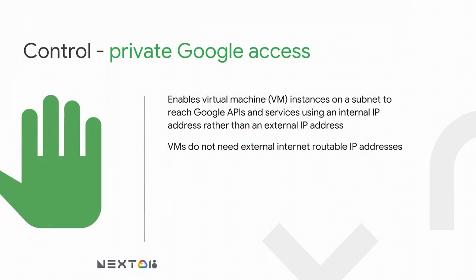Okay, so moving on. Just want to mention Private Google Access. This enables your virtual machines on your subnets to reach Google API endpoints such as BigQuery and Cloud Storage via the Google network, so you don't actually have to go out to the public IP address. Okay?